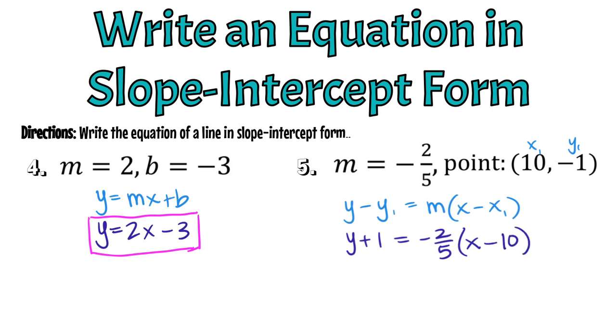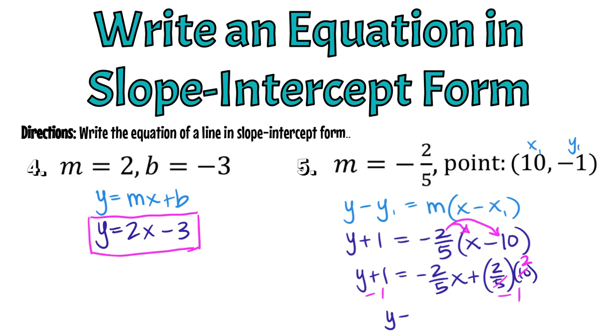So what we want to do is distribute this slope to both the terms in our parentheses. So that gives us y plus 1 equals negative 2 over 5x. Then we're multiplying negative 2/5 times negative 10, which is a plus. So we have 2/5 times 10. So when we simplify, 10 divided by 5 is 2, so we really have 2 times 2. And then we want to subtract 1 from both sides, so we isolate y. So that gives us y equals negative 2 over 5 times x. We have plus 4 minus 1, so it's a plus 3.